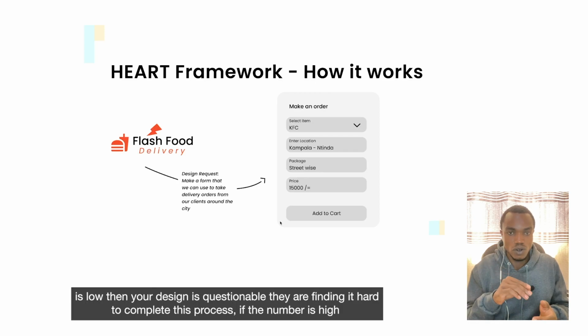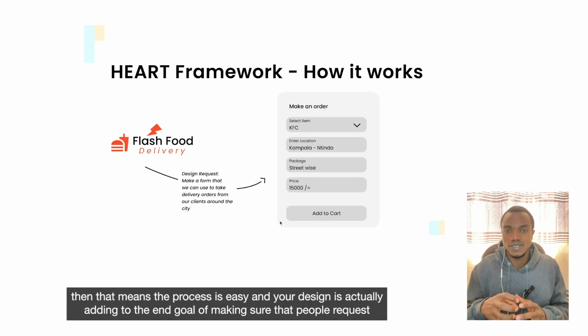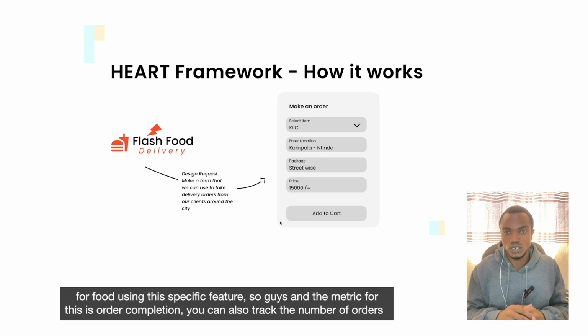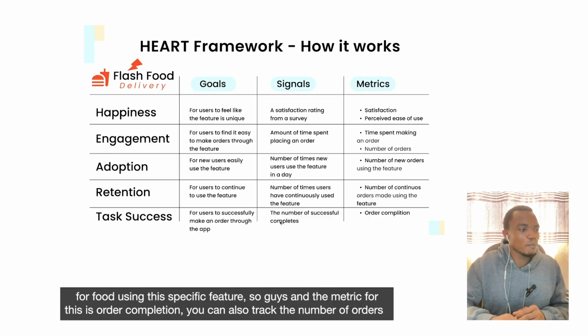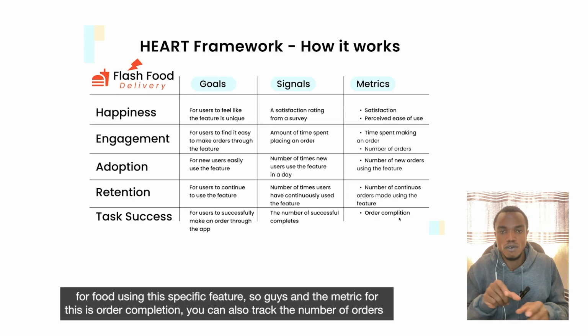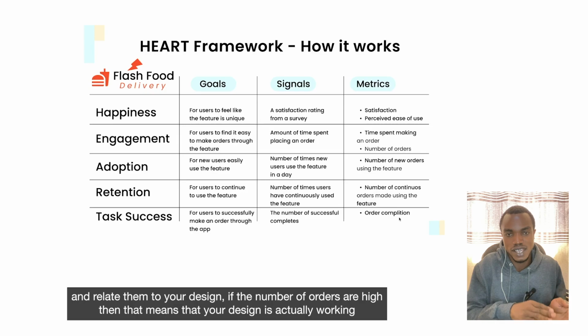If the number is low, then your design is questionable. They are finding it hard to complete this process. If the number is high, then that means the process is easy and your design is adding to the end goal of making sure that people request food using this specific feature. So guys, the metric for this is order completion. You can also track the number of orders and relate them to your design. If the number of orders is high, then that means your design is actually working.